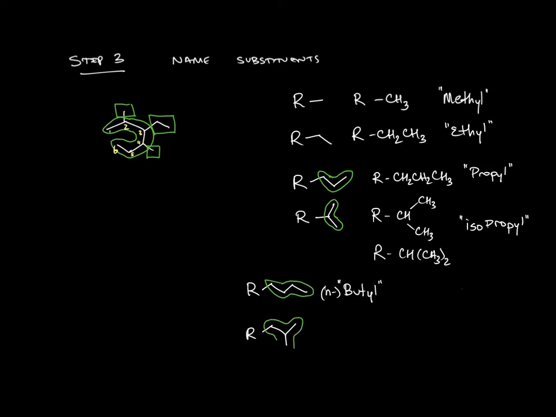Notice that it is bigger than an isopropyl group because there are 4 carbons instead of 3, but it still has that characteristic split end at the very end. This is called an isobutyl group. All right, there are 2 more that you need to know. One of them looks like this, and one of them looks like this.